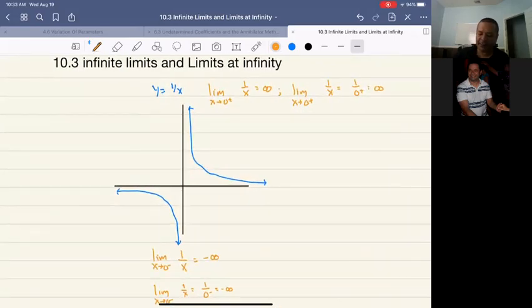Now let's talk about what's happening here. Here, we're taking the limit as x goes to infinity of 1 over x. Now this one, we're taking 1 divided by infinity. That's going to be 0. The same thing is going to happen over here on the left. As x goes to negative infinity, the limit of 1 over x is also going to equal 0. So far so good?